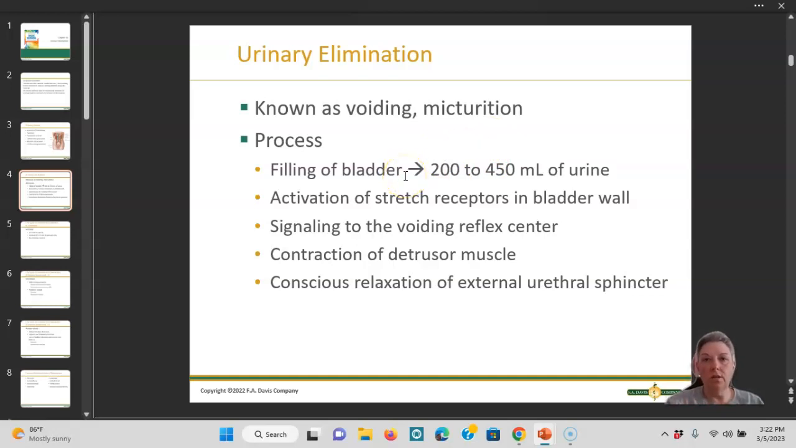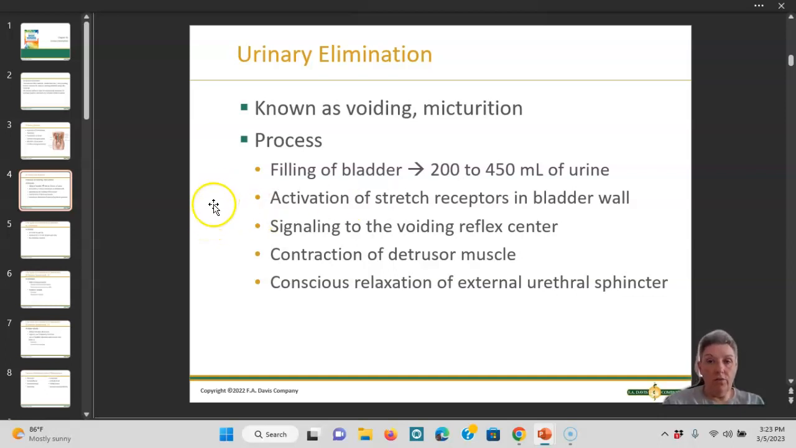So that process, the bladder fills. A bladder can hold 200 to 450 mils of urine. So when we straight cath and get 500, that means that we've really stretched the bladder wall. If you keep doing that over time, that's going to cause issues. If you get less than 200, that also tells you something may be wrong, because you're not filling the bladder like you used to.